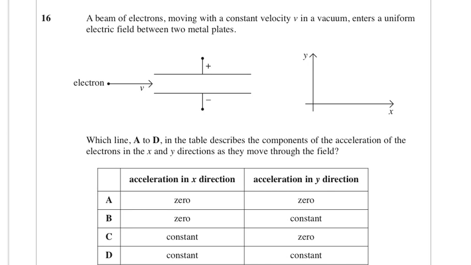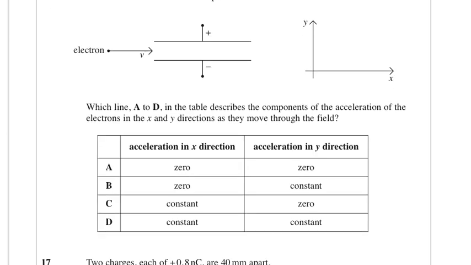A beam of electrons moving with constant velocity in a vacuum enters a uniform electric field between two metal plates. Which one of the lines in the table describes the components of acceleration in the x and the y directions? So, the electron is going to be attracted upwards by the positive plate, so it's going to have vertical acceleration, but nothing in the horizontal direction. So the x direction is horizontal, so it should be 0. So let's eliminate those. And the force is just proportional to the charge, so the force is constant, and so the acceleration will be constant as mass is constant.